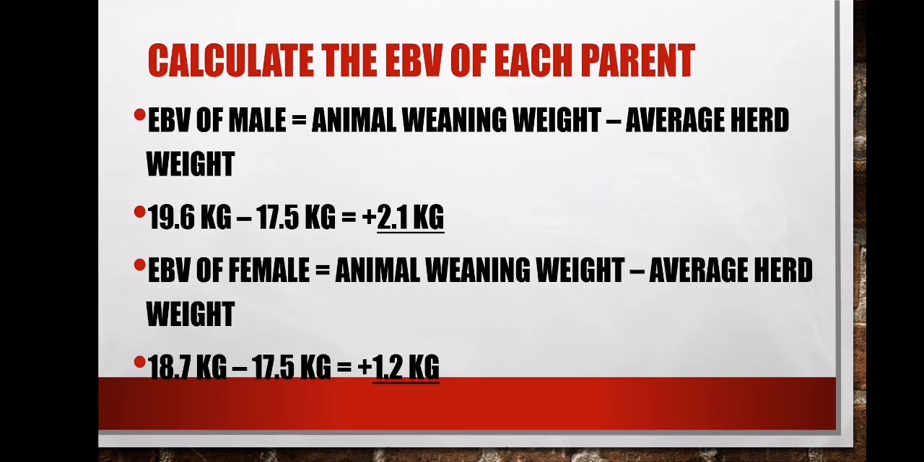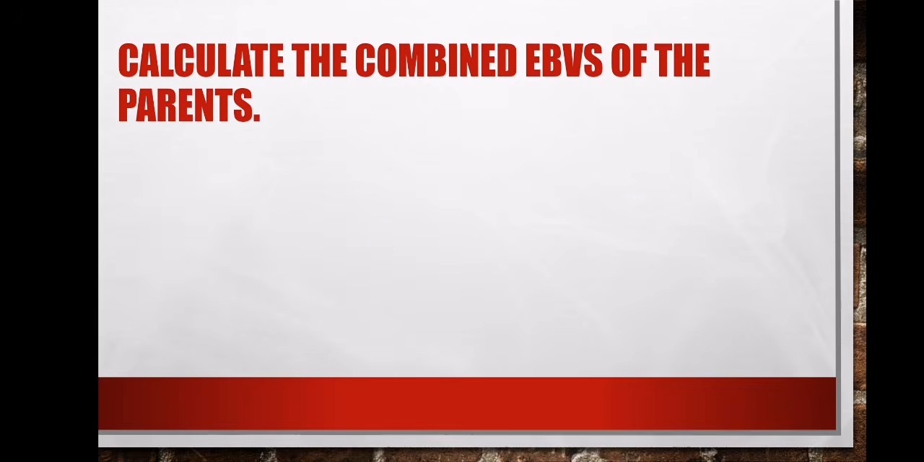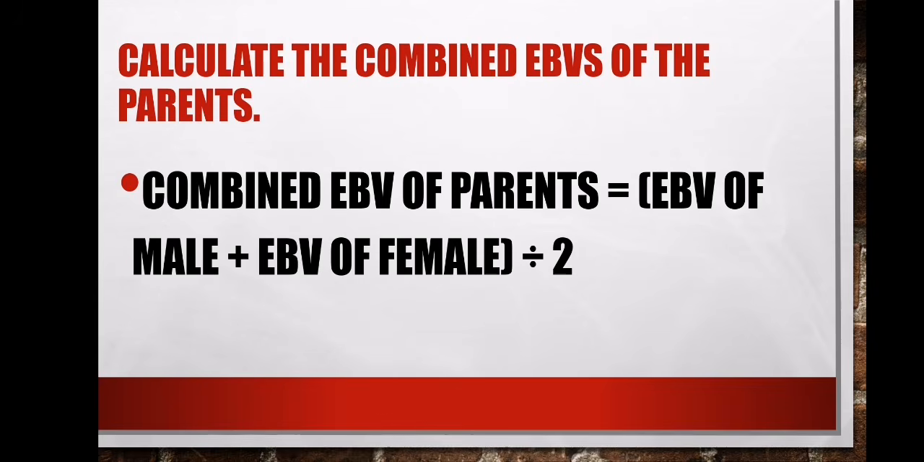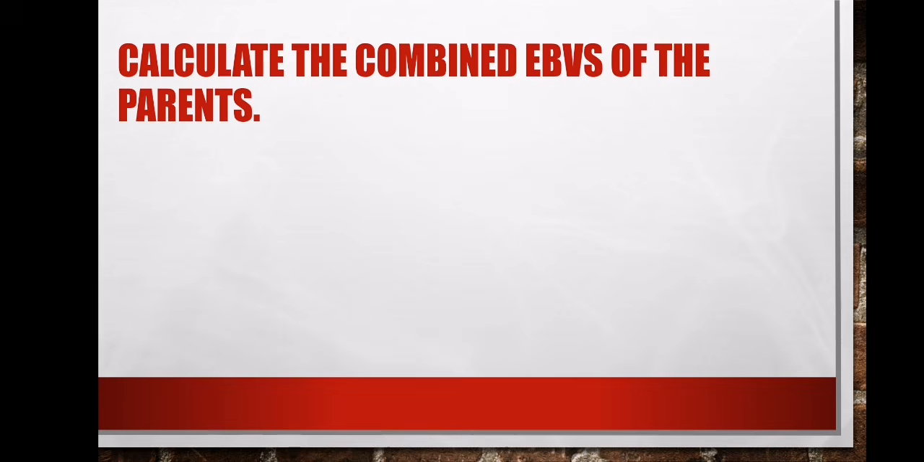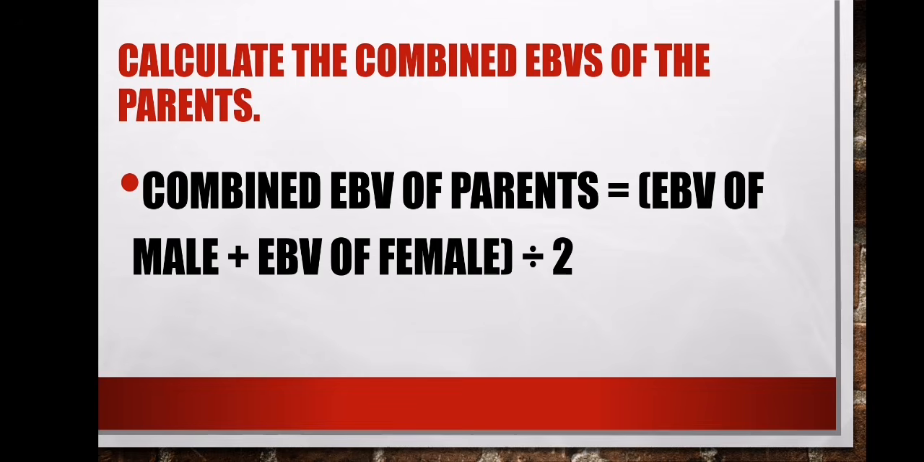I hope you get this slide. We're calculating for one parent, right? For each parent. So we calculated for the male and we calculated for the female. Let's check what they are saying here. They are saying calculate the combined EBVs. So we want to know now what will be the EBV of the two parents.